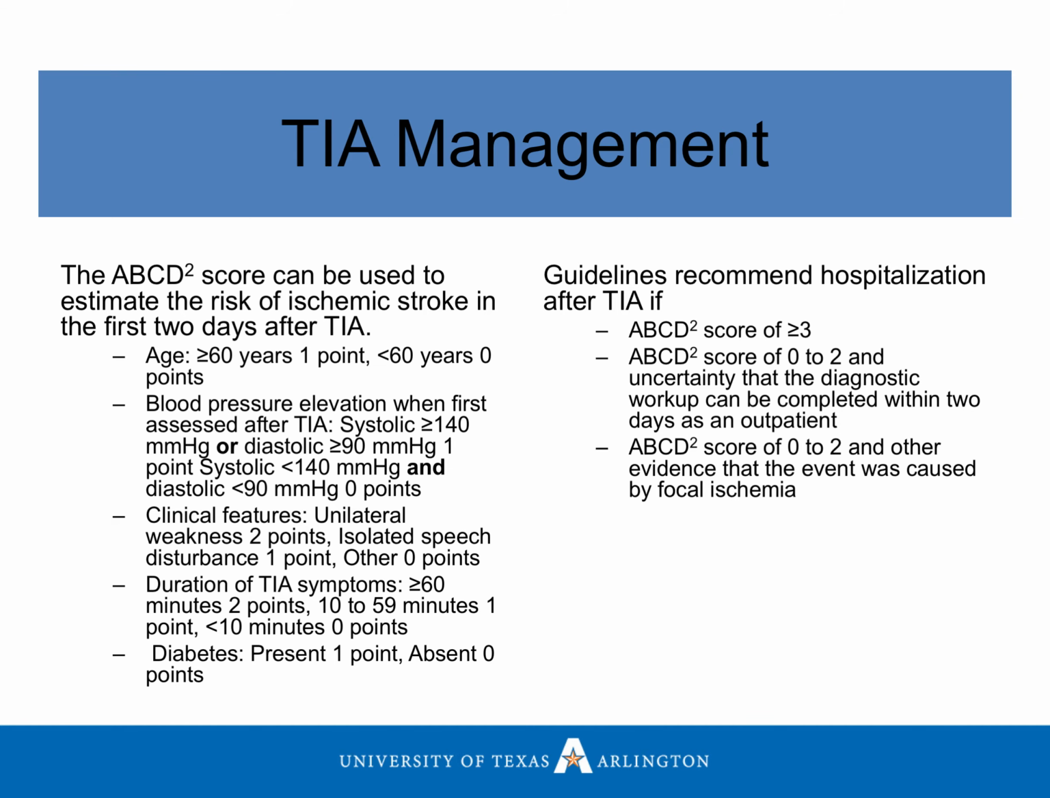Now, if their score is 0 to 2, but there is uncertainty about whether the diagnostic workup could be done outpatient, or if they cannot get a workup within the 48 hours, then they need to be admitted. And if there is a score of 0 to 2, but there is evidence that the event was caused by focal ischemia, they need to go ahead and be admitted. So those are the 3 instances where the patient should be admitted: a score greater than or equal to 3, or a 0 to 2 with evidence of focal ischemia, or being unable to do the workup outpatient within 48 hours.